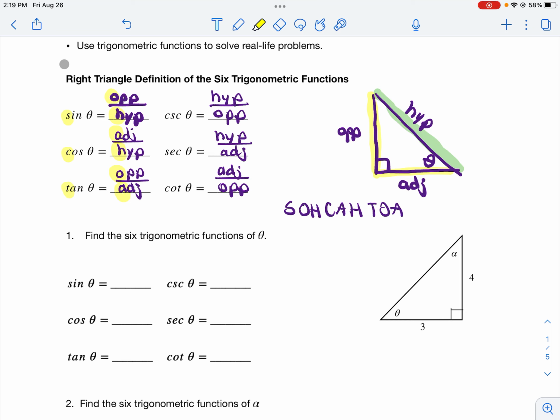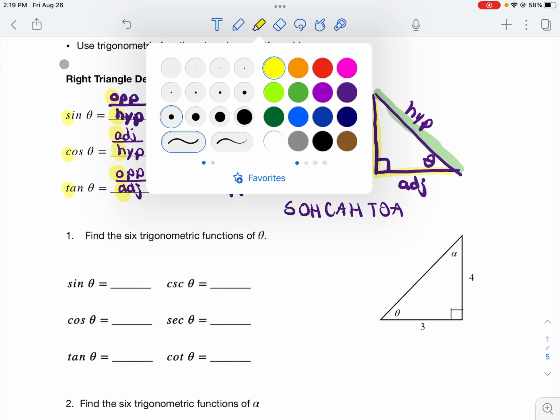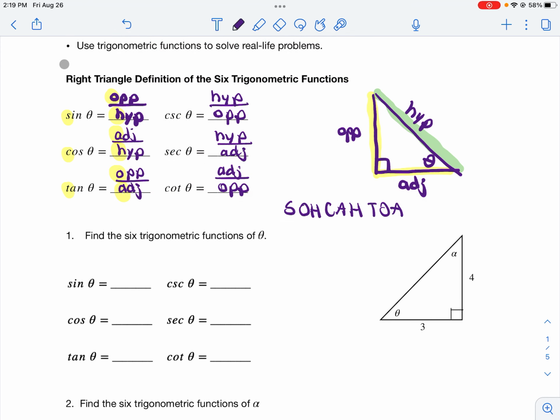So you don't have to use that saying. It might not make sense to you. You're maybe not into horses, but whatever makes sense to you, come up with a saying that works, so that you can remember the ratios.